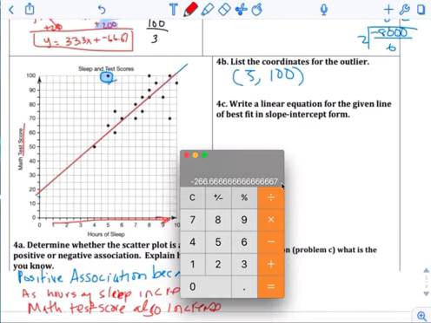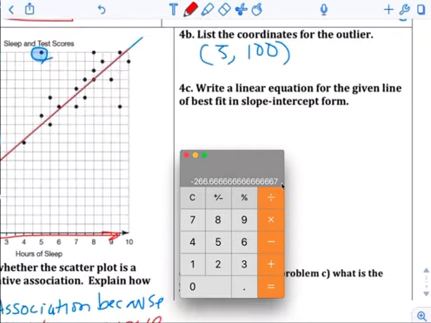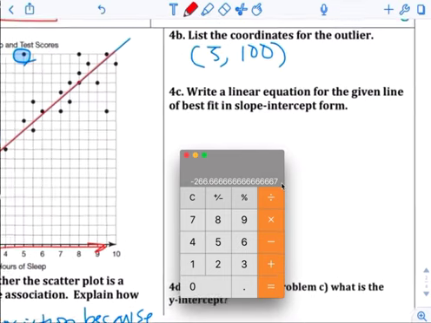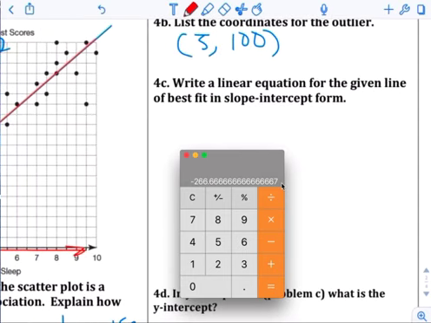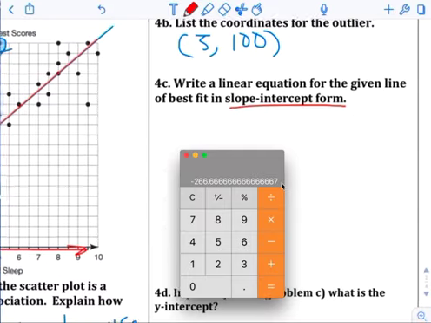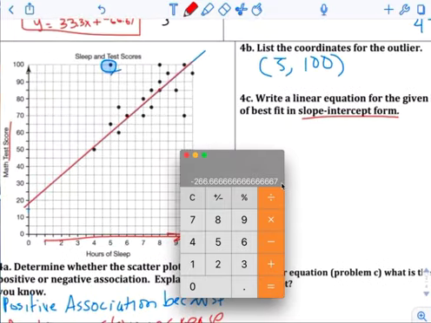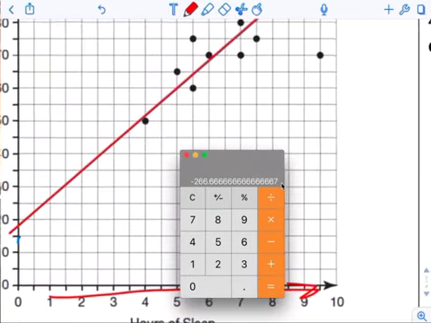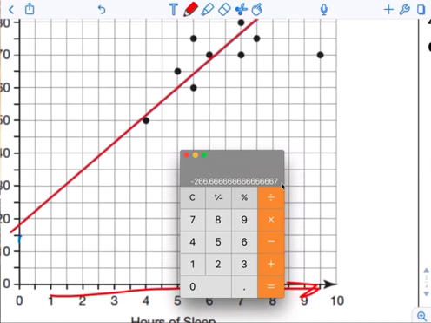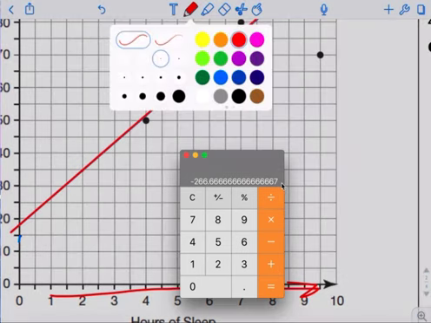That's how you would explain it. Write a linear equation in slope-intercept form for the given line of best fit. Okay, you choose 2 dots. If you're going to use mine, let's see. Oh, my dot is good here. Yours can be different. Make sure you choose the one on your line.